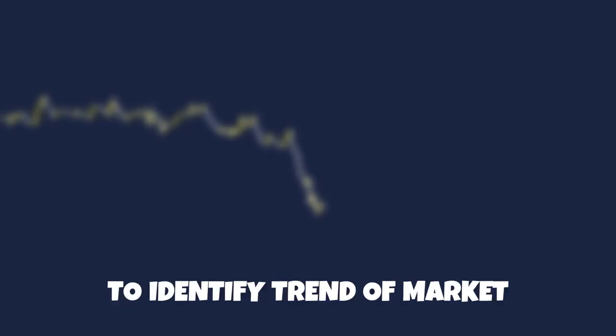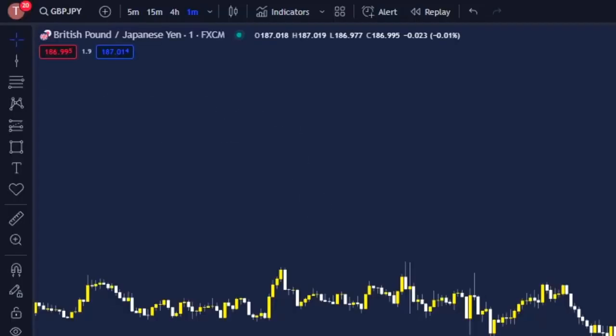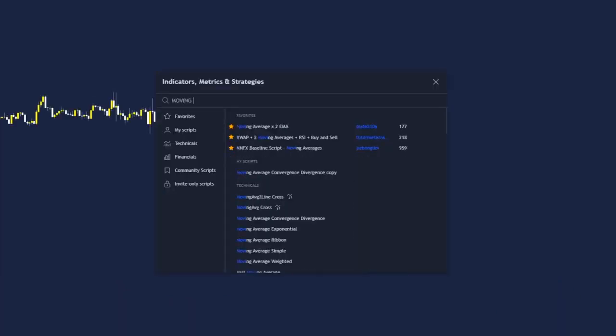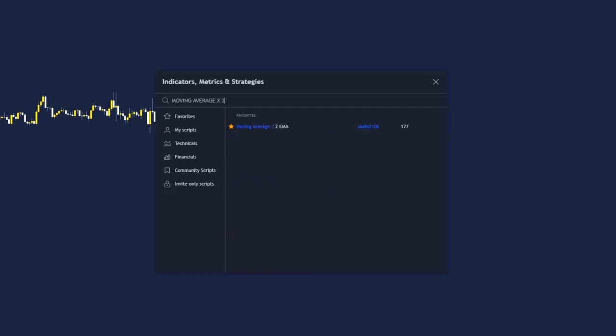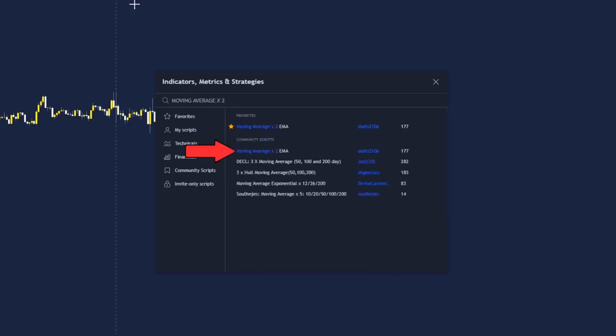The first indicator we will be adding is a moving average combination. We will use this to identify trend of market and prepare for signals. Click the indicators tab again at the top left, and from here we are going to search moving average times 2. Add this one to your chart. Once it's added, double click on it to open the settings.